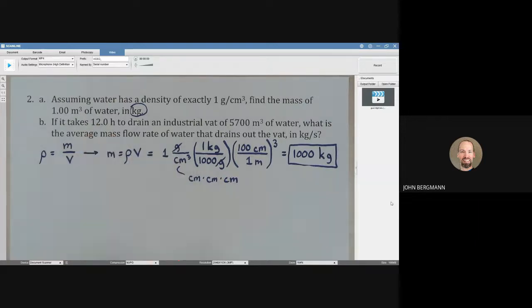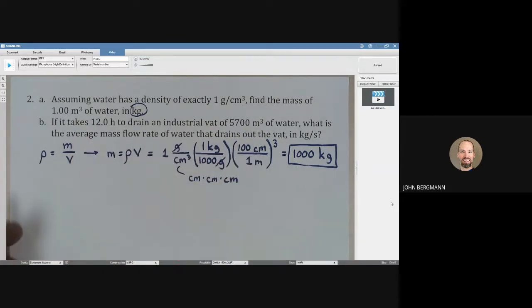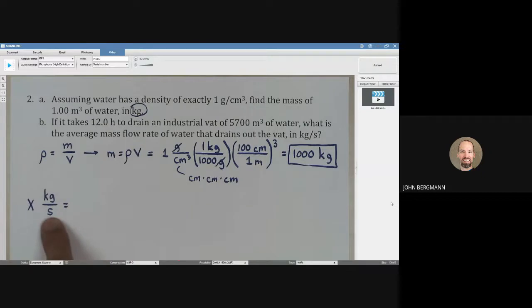It takes 12 hours to drain an industrial vat of that much water. What's the average mass flow rate of water that drains out in kilograms per second? All right, well, when you don't know what to do, do something. Kilograms per second, that's what we've got to have our answer in. What do we know? We know time. Time is 12 hours, and seconds is a unit of time, and it's in the denominator. So without really knowing why, I know that this 12 hours is going to have to go in the denominator, because I need a unit of time in the denominator.